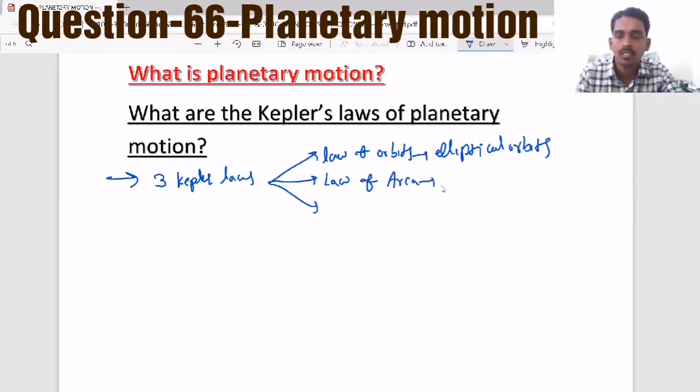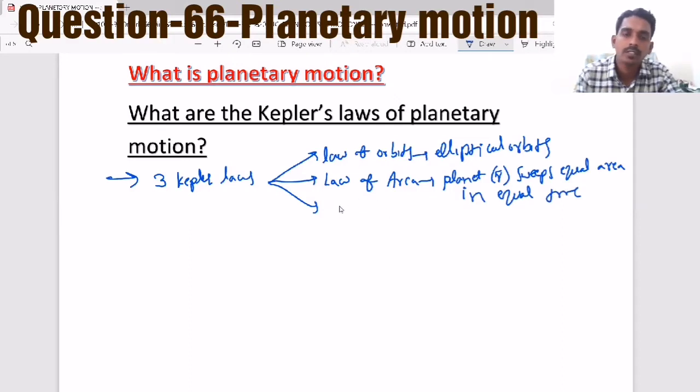area. That means the planet's position vector sweeps equal area in equal time, and it is also called the law of conservation of angular momentum. And the third one is the law of periods.